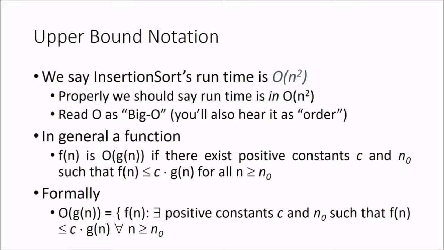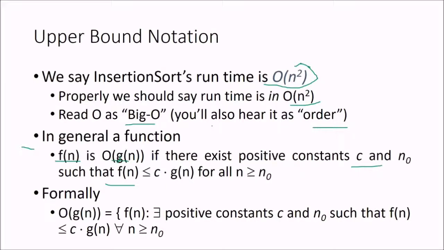So what is the upper bound notation? We say the insertion sort runtime is order of n square. So we should say the runtime is of the order of n square, and this order is nothing but big O. We'll always speak this big O as order only. So what is this big O? f(n) is order of g(n) if there exist some positive constants c and n0, such that f(n) will always be less than c times g(n) for all n greater than or equal to n0.